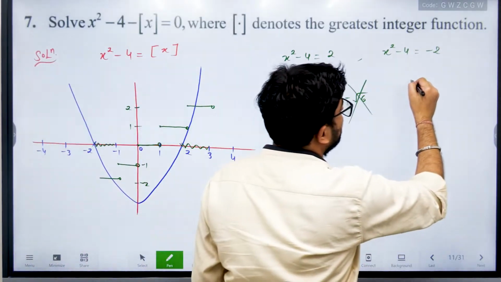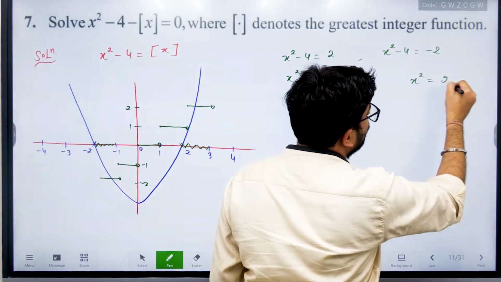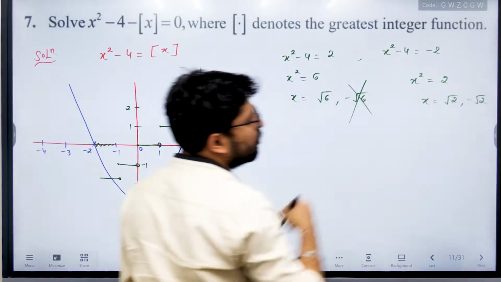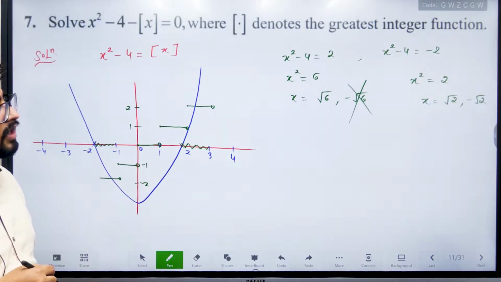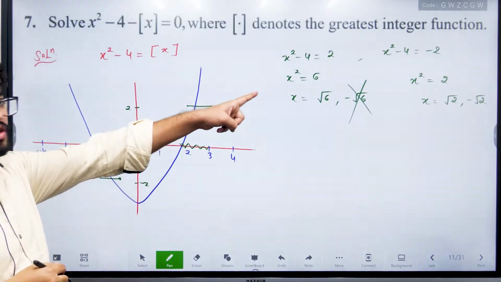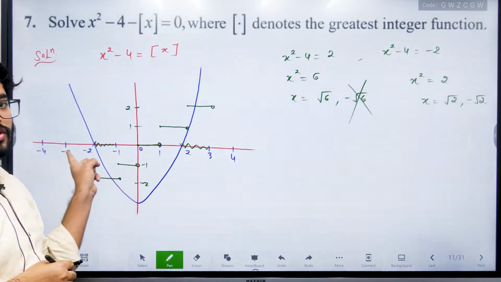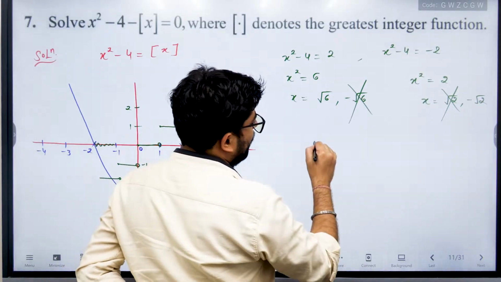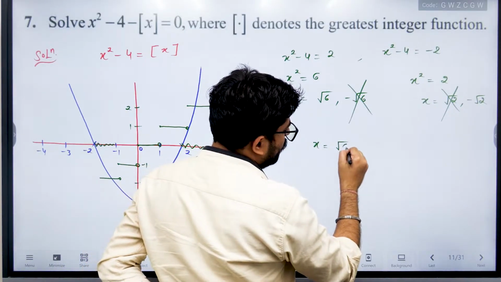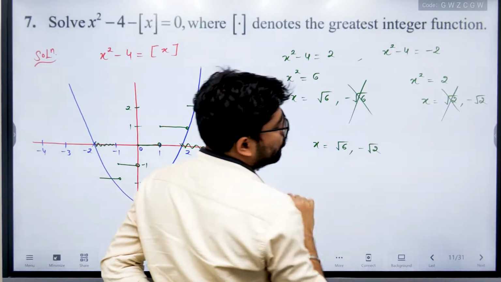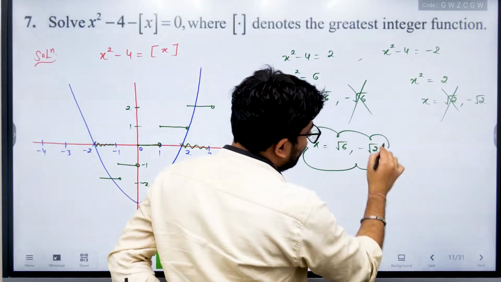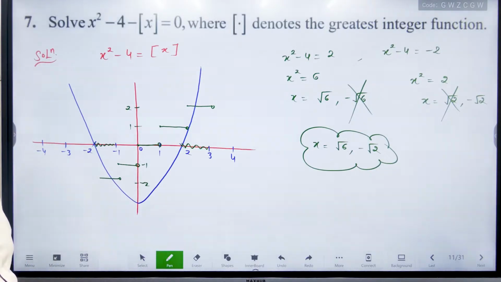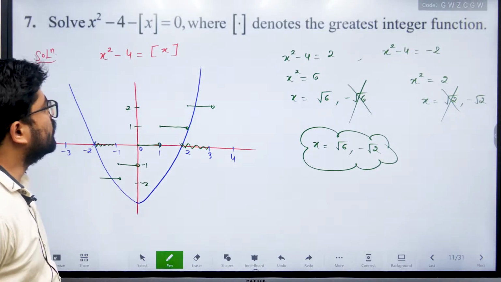Okay. Similarly here, that is x square is equal to 2. So you have two different values, x is equal to root 2 or minus root 2. Got it? This solution is in minus 2 to minus 1, so it means in minus 2 to minus 1 we do not have root 2. So my final values of x are either root 6 or minus root 2. These are the values of x for which x square minus 4 minus the greatest integer of x is equal to 0.